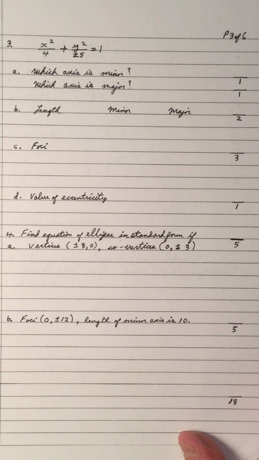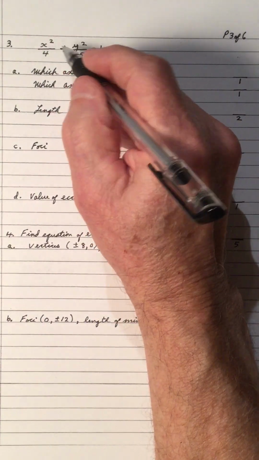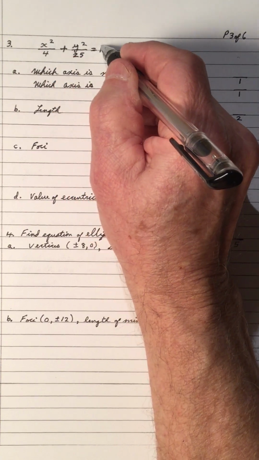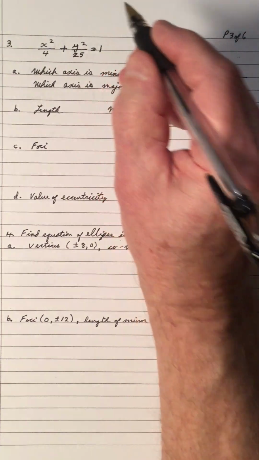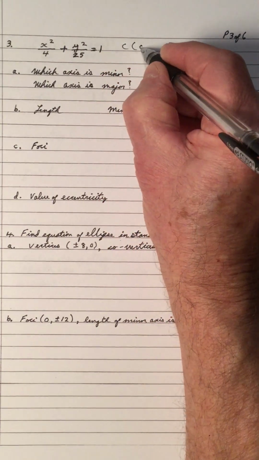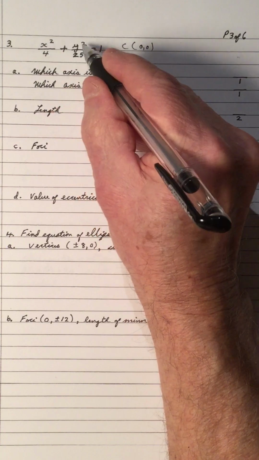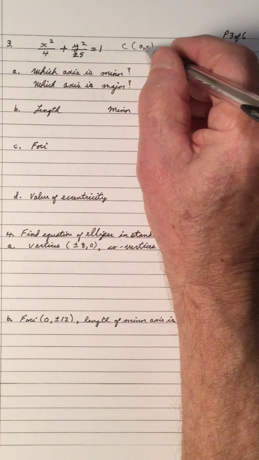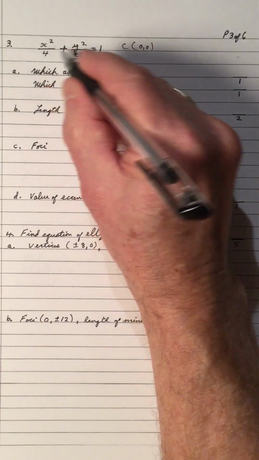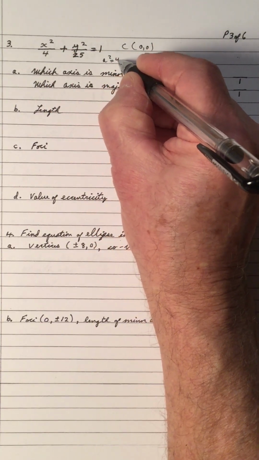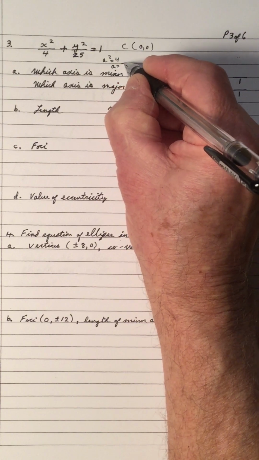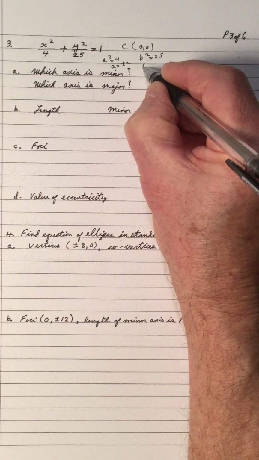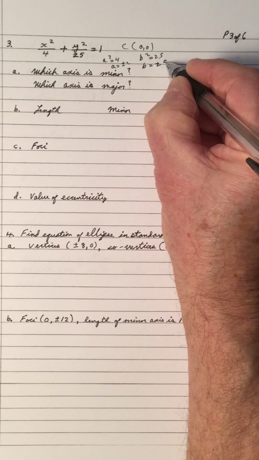And let's continue. Now we have an equation. We got an x squared and y squared with a plus sign, so we have an ellipse in standard form. That means the center is 0, 0, because of the x squared, there's no bracket, no x or no y, so 0, 0. And we have A squared is 4, so A is plus or minus 2. B squared is 25, so B is plus or minus 5.